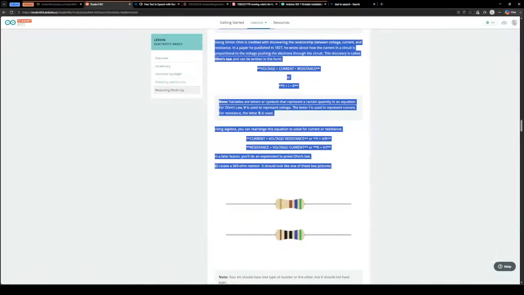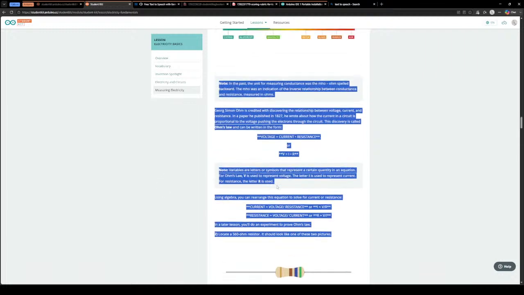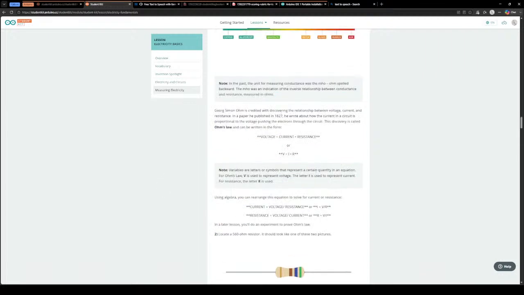Note, in the past, the unit for measuring conductance was the mho, ohm spelled backward. The mho was an indication of the inverse relationship between conductance and resistance, measured in ohms. George Simon Ohm is credited with discovering the relationship between voltage, current, and resistance. In a paper he published in 1827, he wrote about how the current in a circuit is proportional to the voltage pushing the electrons through the circuit.